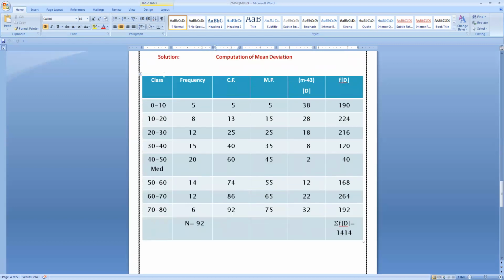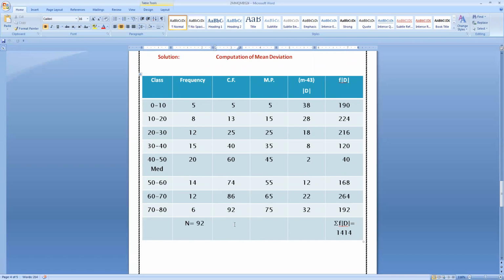The same thing that they have given in the class interval has to be substituted here in the first column. Next is frequency, because we are going to calculate the deviations with the help of median. So we require to calculate the median value. For the median, we require the first column, that is CF.